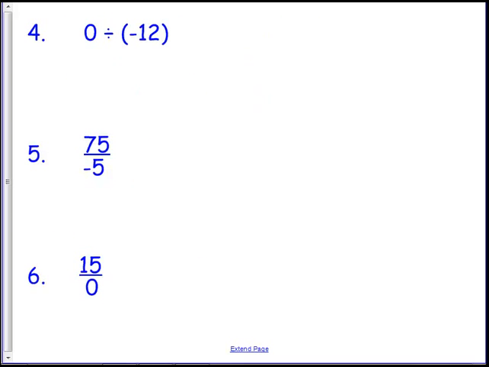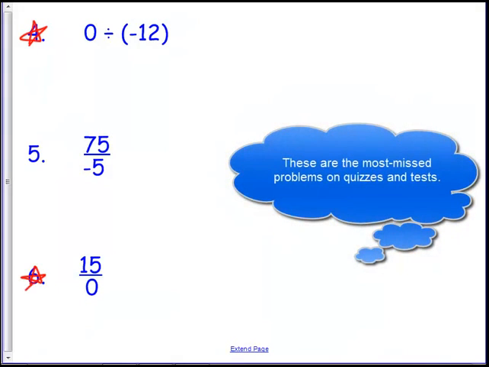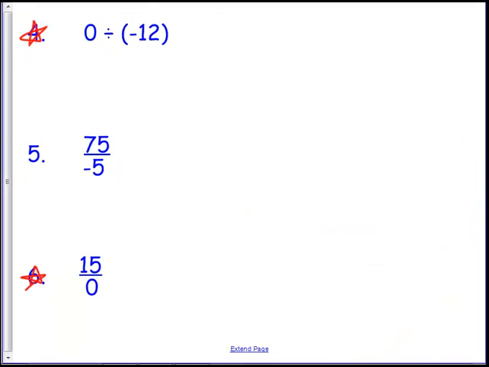Next couple, number 4 and number 6. You might want to star and look into your notes a little bit, but these are definitely some tricky problems that we talked about yesterday. 0 divided by 12. Remember, if I start with 0 to begin with, then I'm going to have 0 at the end. 0 divided by any number is 0. It doesn't matter if it's positive, negative, whatever. 0 divided by any number is 0. When I start with 0 at the beginning, I'm going to end with 0 at the end.